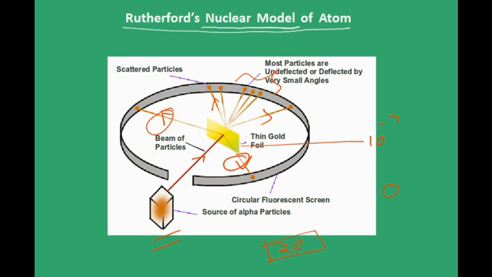And later he also said that since many of the rays traveled without any deflection, that is undeflected, much of the atom was empty space and there was positive charge concentrated in a very small volume. That is his second argument. So basing on that, he tried to give the structure of atom in this way.